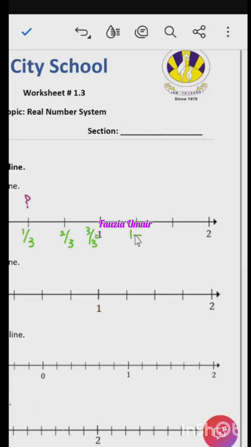Hashim? Ma'am, 1/3. Yes, ma'am. It would be 1 whole 1/3 and 1 whole 2/3. And this is definitely 1 whole 3/3, and that will be 2 exactly. Okay?